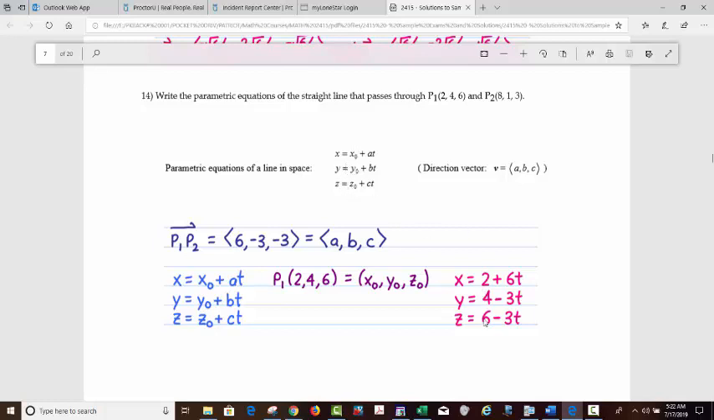So I'm using 2, 4, 6 as my starting point. There's 2, 4, 6 right there for X0, Y0, Z0. And then the coefficients are 6, -3, -3. So it'd be 2 plus 6t for X. Y is 4 minus 3t. And Z would be 6 minus 3t.